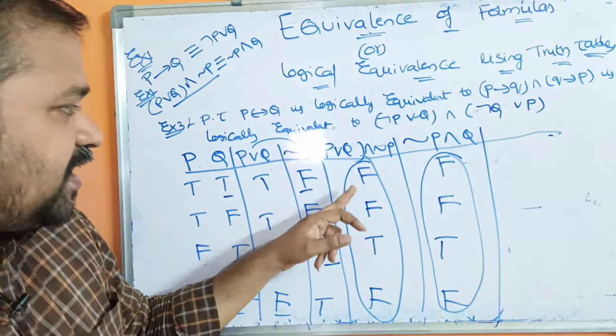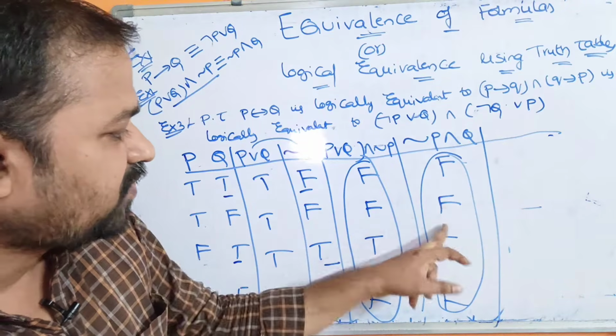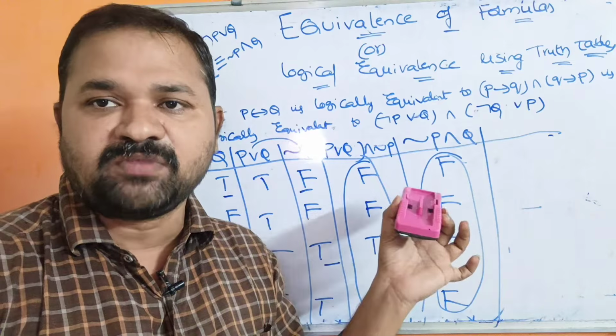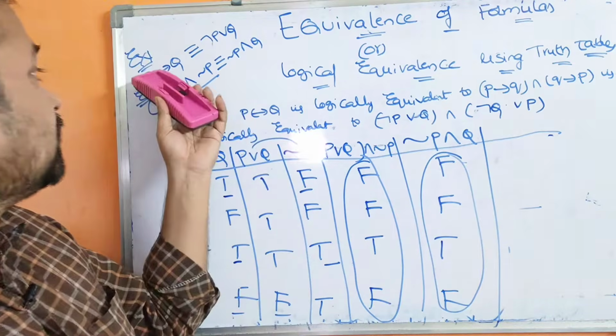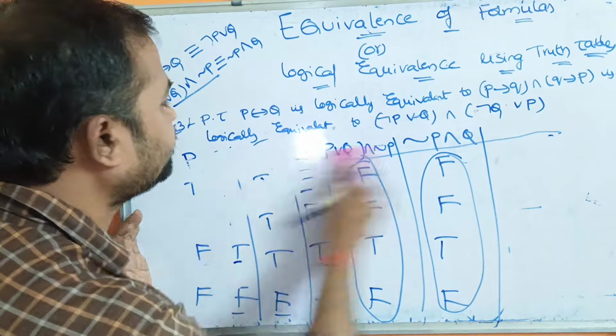So if we observe the third column, LHS and RHS: false, false, true, false and false, false, true, false. So we can say that this problem is also logically equivalent. These two propositions are logically equivalent. Okay.